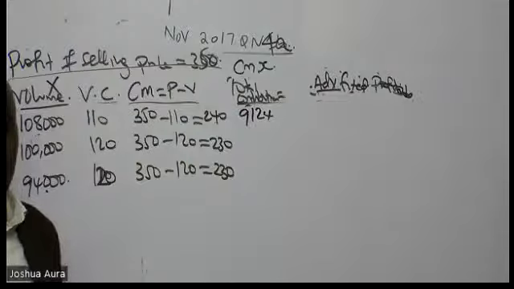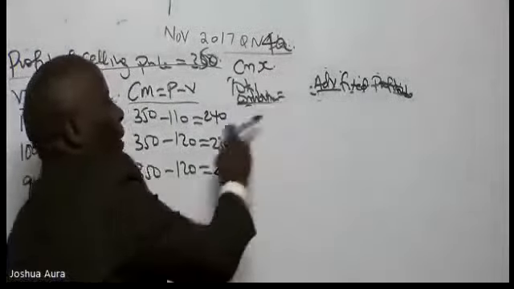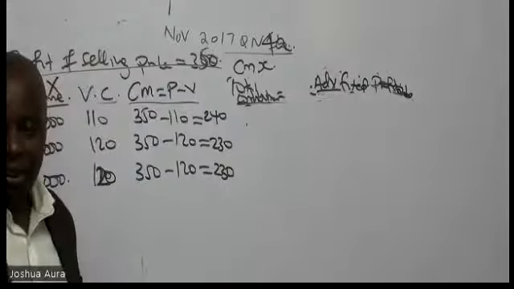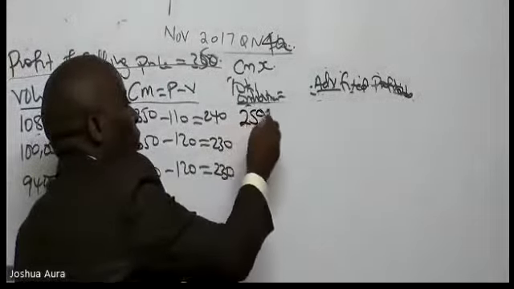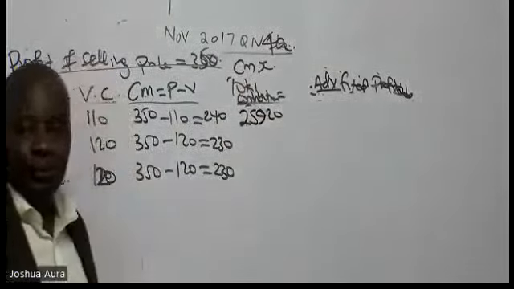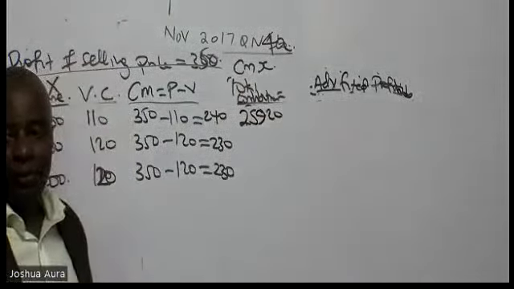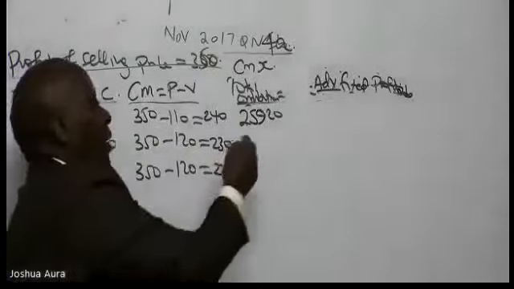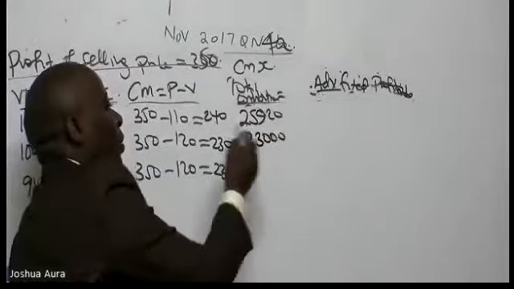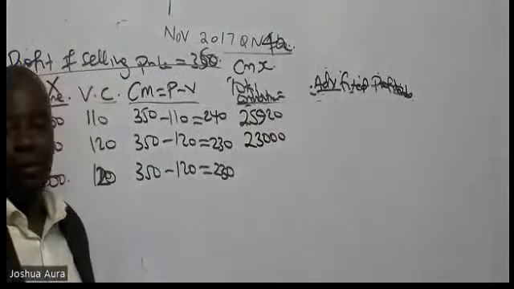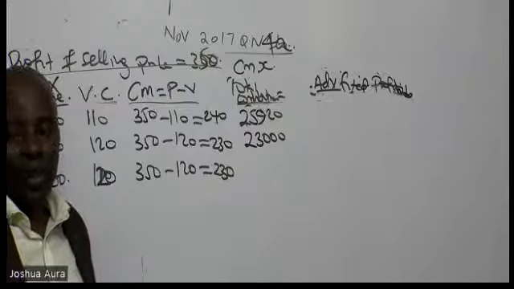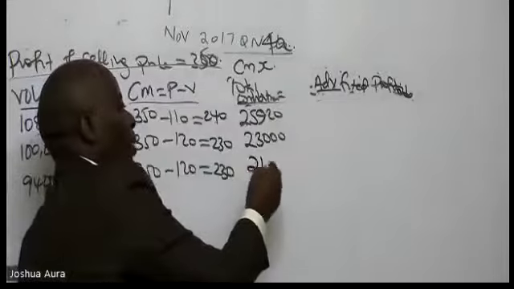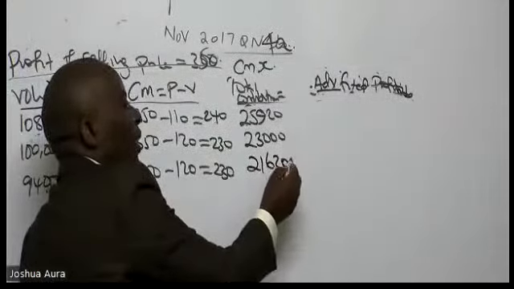Nope, that figure is not correct. The first one, I'm being reminded, is 25,920. The second one? The second one is 23,000. How about the third one? The third one is 21,620, like that.